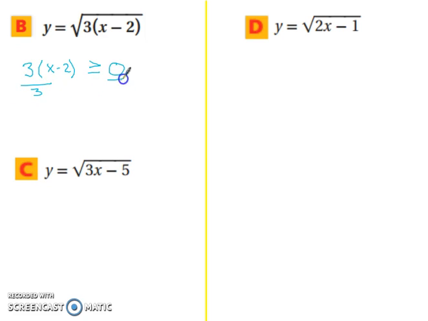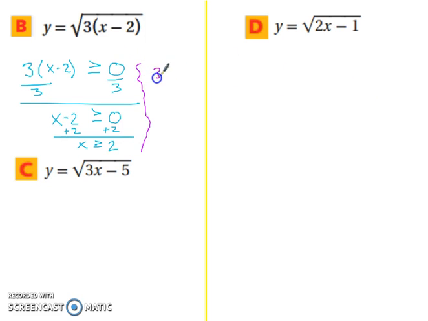So we're going to divide by 3 on both sides, which leaves us with x minus 2 is greater than or equal to 0. And then we can add the 2 to both sides. x must be greater than or equal to 2. If you distributed first, you would have had 3x minus 6 is greater than or equal to 0. You would have added the 6 to both sides, and you would have had 3x is greater than or equal to 6, and then you would have divided by 3, giving you x must be greater than or equal to 2. So either way, you end up with the same result in the end.